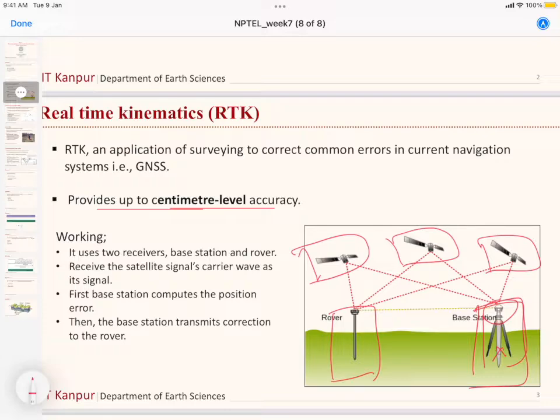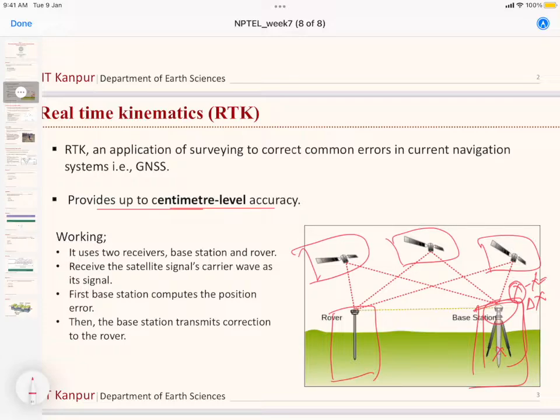Then it already has a value. Suppose from the satellite data it gets the value of this particular location as x, and it knows that the exact value of this particular location is x dash. So it sees the difference between the exact value and the predicted value that it got from the satellite. Suppose the predicted value is x and the exact value is x dash, and the difference would be delta x. So delta x is the correction that needs to be added to or subtracted from the satellite value.